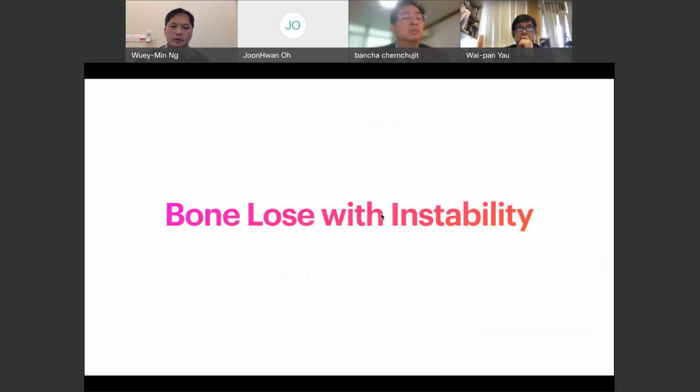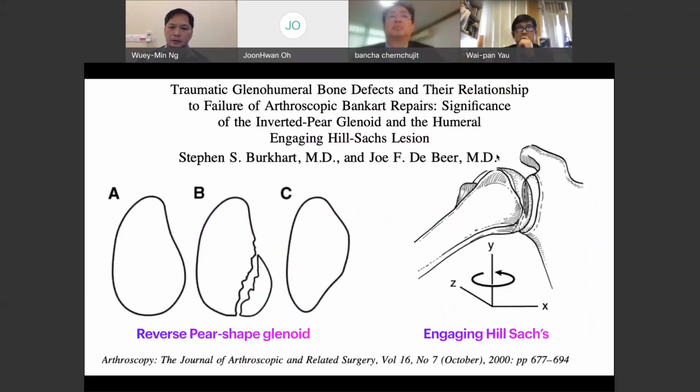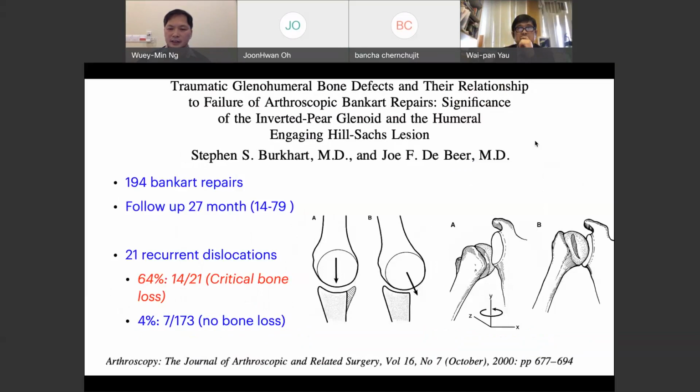Glenoid bone loss is known to be associated with greater instability of the shoulder. One important study by Burkhart in 2000 showed that there are 2 types of bone loss: a reverse pear-shaped glenoid bone loss and an engaging Hill-Sachs lesion. They studied 194 patients, followed up for 27 months. They found that there were 21 cases with recurrent dislocation, that means failure after Bankart repair.